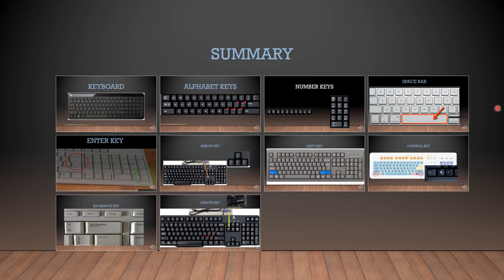Let us summarize what we have learned today. So student, you have to remember these points. It is very important. Keyboard is a part of the computer that is used for typing. The alphabet keys are used to type letters and the number keys are used to type numbers. The space bar key is used to give space between two words. The enter key is used to go to the next line. The arrow keys are used to move up, down, left and right. The delete key is used to erase the letter to the right of the cursor. The backspace key is used to erase letters to the left of the cursor. The shift and control keys are special keys. You can see in the picture also, okay?